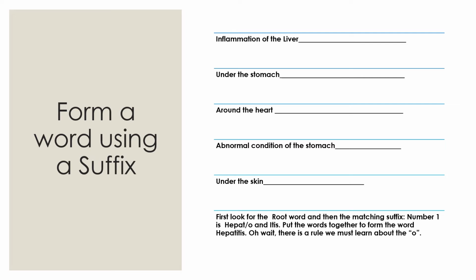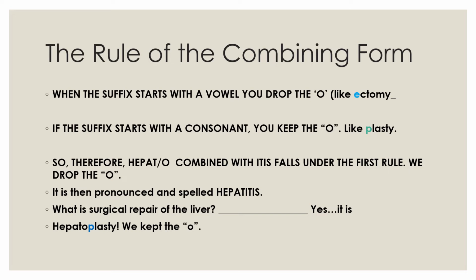So you have to think about a rule though, because sometimes if you say things, it might not come out right. There's a rule, like if I said hepatitis, the letter O you saw earlier is the combining form, and it's there for a reason. It's all about pronunciation, but there's a rule. Ready? It's simple. Don't overthink it. If the suffix starts with a vowel, you drop the O. If it starts with a consonant, you keep it. Like plasty starts with a P. So when we're putting a root word with a suffix, we're just going to remember the rule.